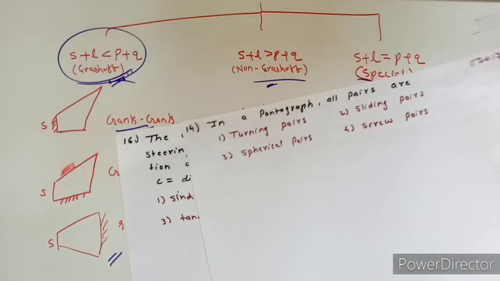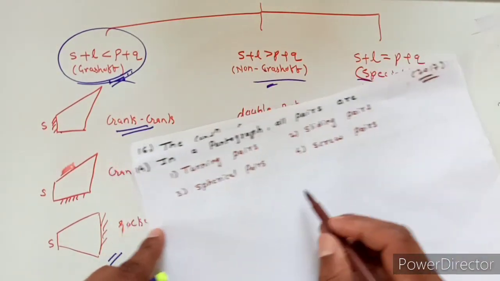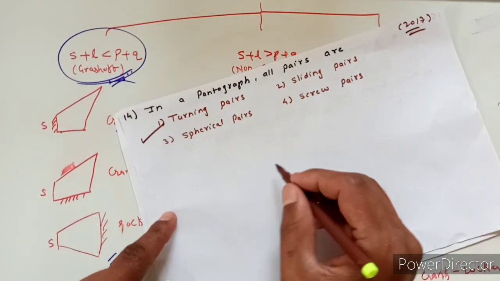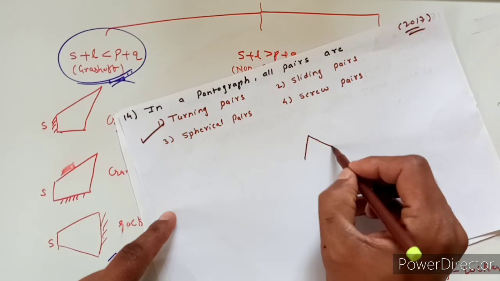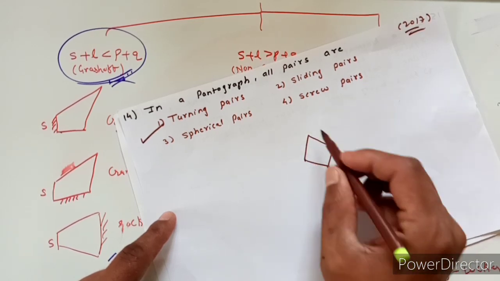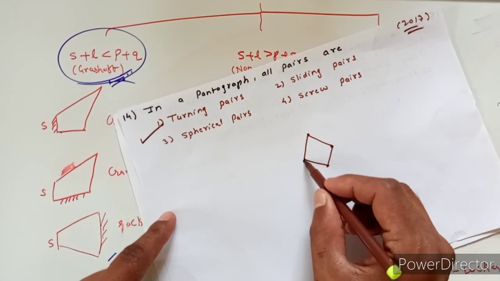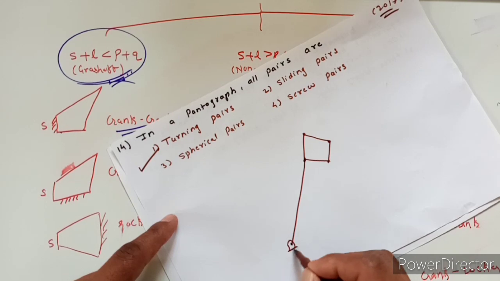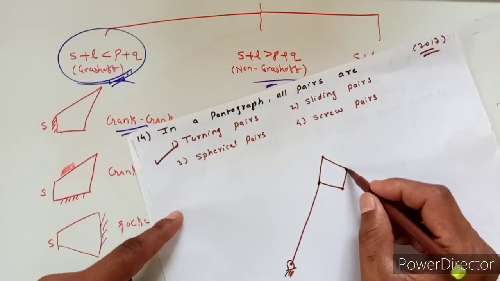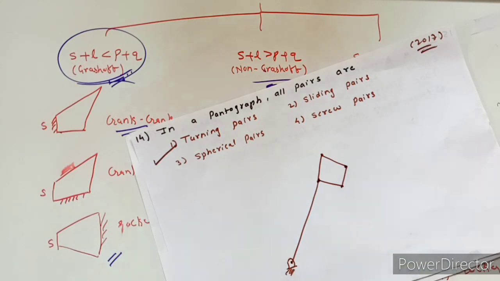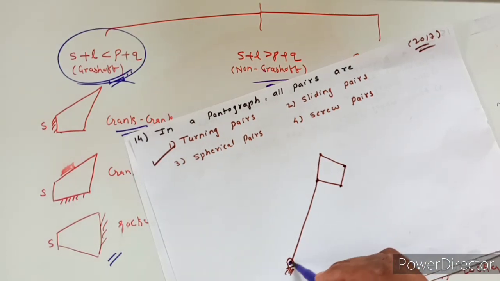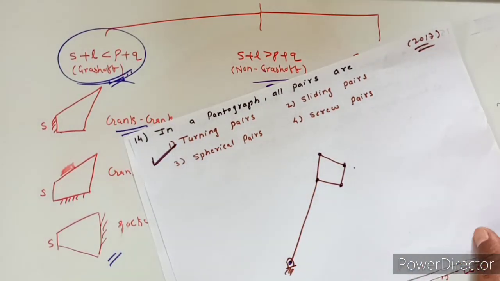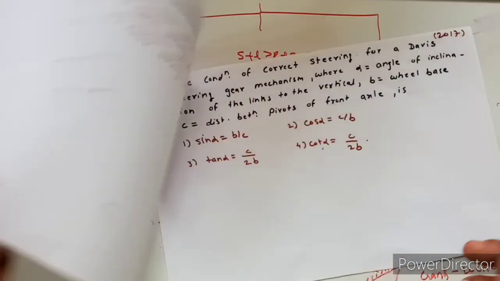Now problem number 14, asked in 2017. In a pantograph, all pairs are turning pairs. This is the correct answer, because we know that in pantograph we have a parallelogram. We extend one of the links, we pivot it, so all the pairs are turning pairs. So pantograph is a lower pair mechanism. All the pairs are turning pairs.